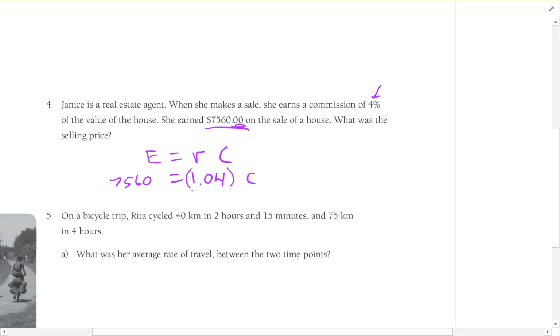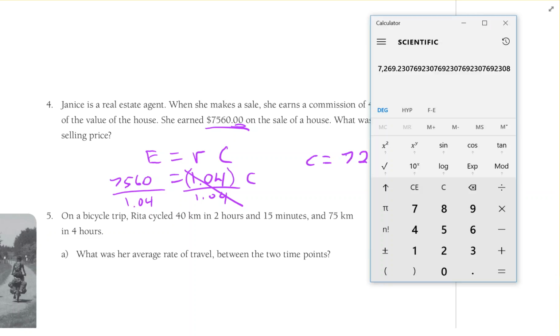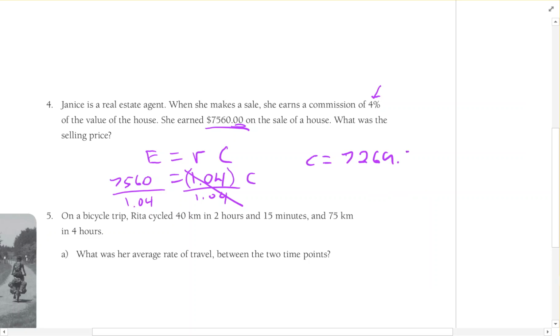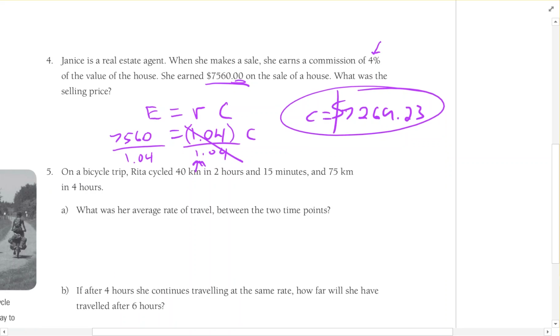So now all we got to do is divide both sides by 1.04. Divide by 1.04, and those cancel. So we get C is equal to $7,269.23 would be the cost of the house. Hopefully that one made sense. I know that the 1 there for the rate was probably a little bit confusing.